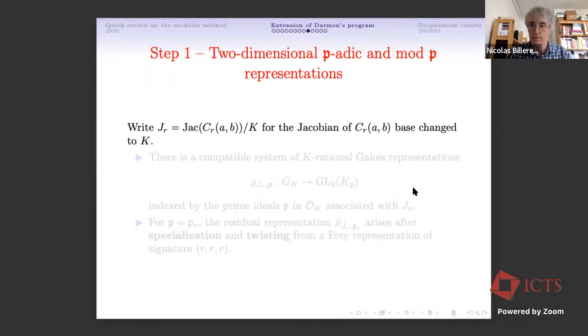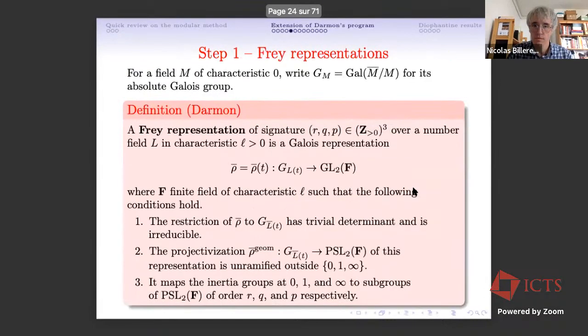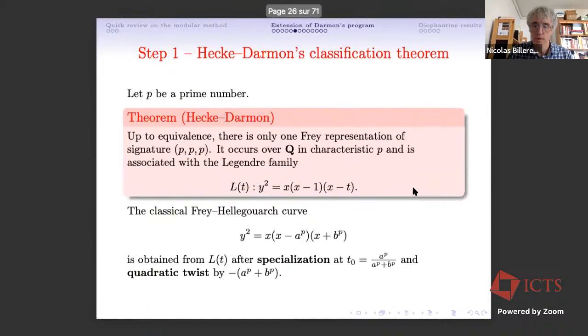Nicolas, it's Samuel. Can you hear me? Nice. Yeah. Thanks for the talk. I had, well, I guess a very vague question. You explained at first that for a Darmon program in signature (p,p,p), basically you have only one possibility. Do you have an idea of what's going on here with signature (r,r,p), especially because with multi-Frey, it looks like you have several possibilities.